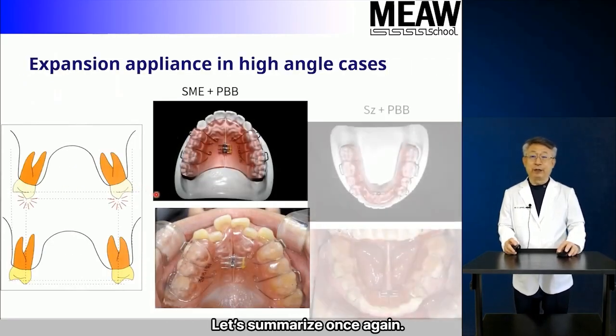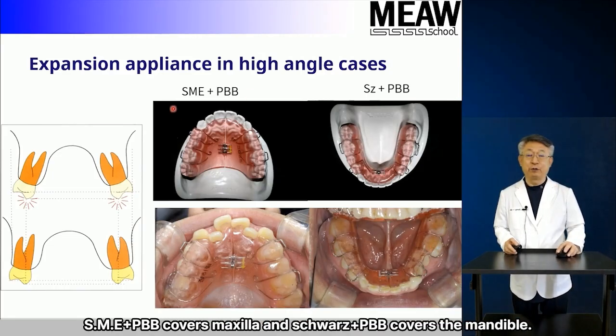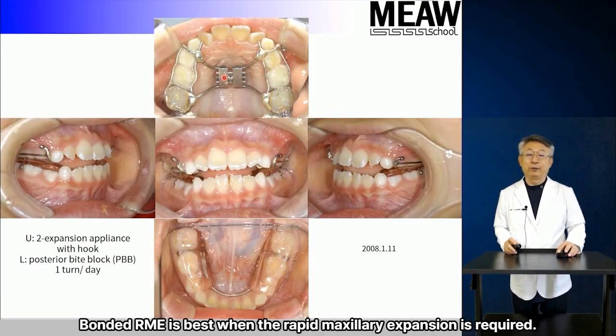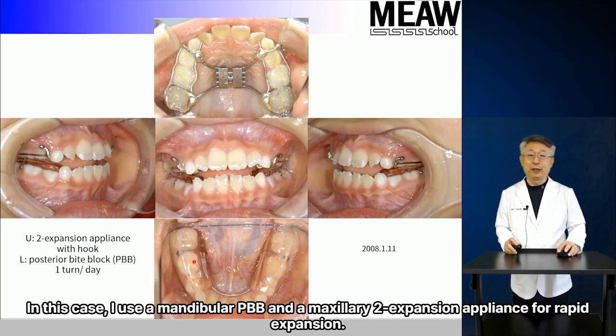Let's summarize once again. When using an expansion appliance for a high-angle type, a posterior occlusal covering is required. SME PBB covers the maxilla, and Schwartz PBB covers the mandible. Bonded RME is best when rapid maxillary expansion is required. However, it is better not to use it after the eruption of the maxillary first molars because there is a high possibility of cavities. In this case, I use a mandibular PBB and a maxillary expansion appliance for rapid expansion.